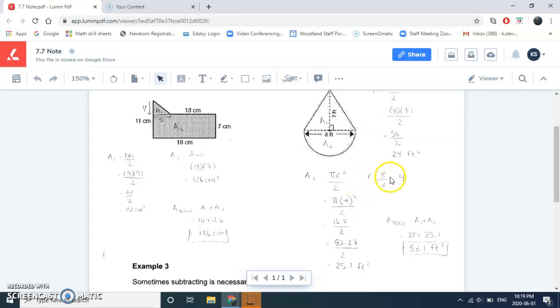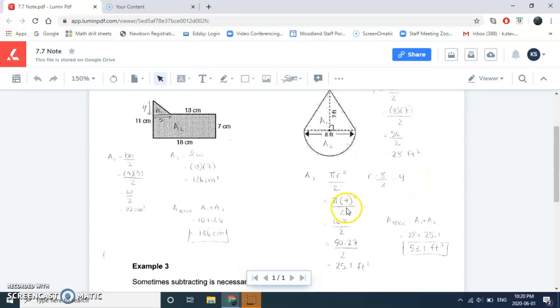So our radius goes halfway, to the middle point of the circle. The other one for circles is diameter, which is all the way across. So our diameter is 8 feet. We need to divide it by 2 to get our radius, so we want to find out halfway. And that's going to give us 4. So 8 divided by 2 gives us 4.